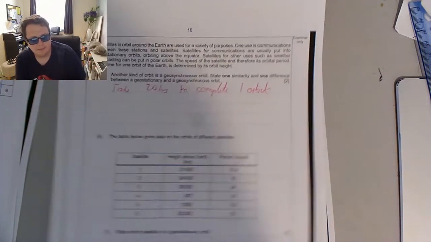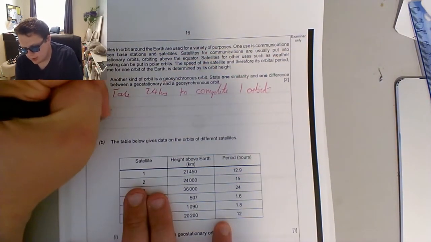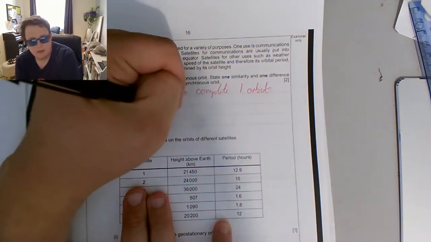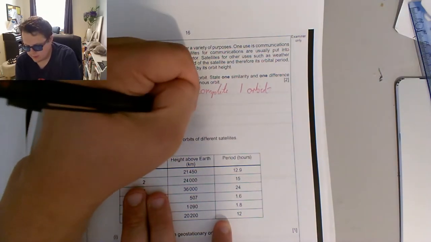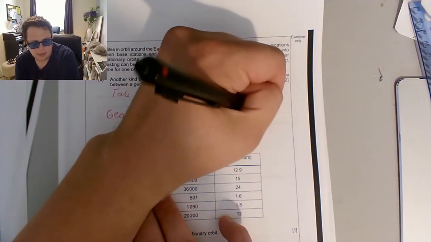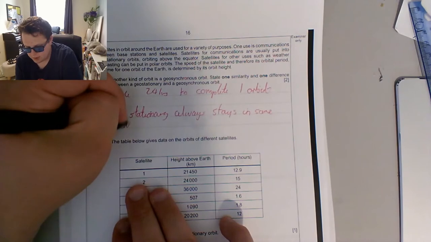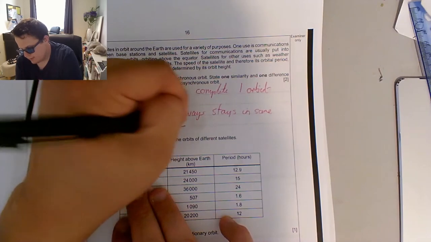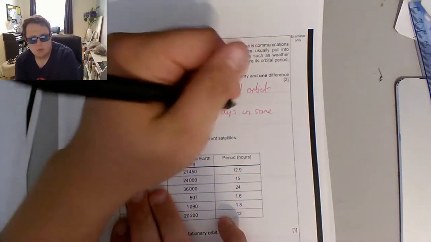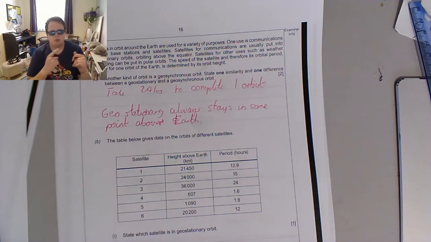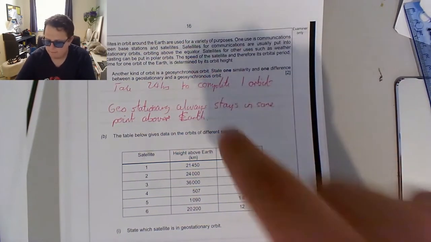The difference is, though, geostationary always stays in the same point or position above Earth. Whereas our geosynchronous don't. They just come back once every 24 hours to the same point. In terms of the marks, 1 for that, 1 for that.